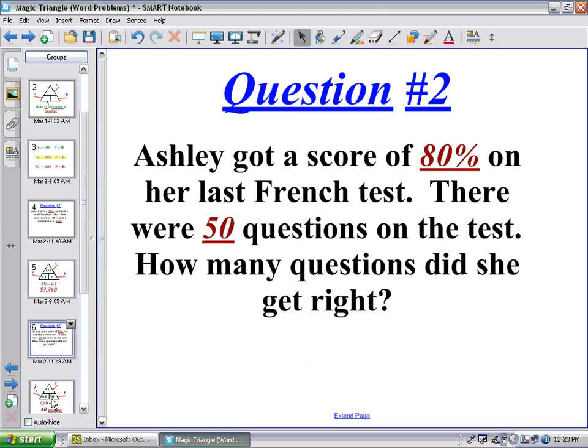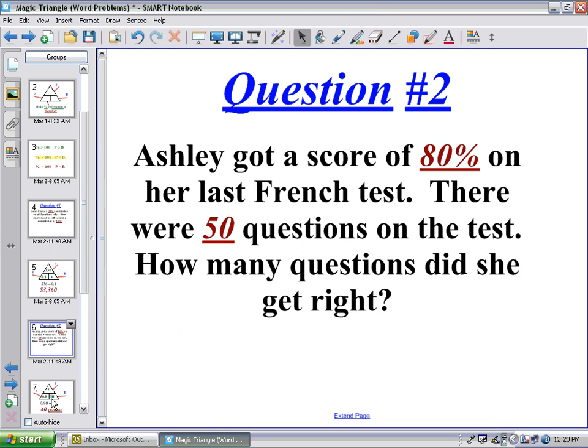My second question. Ashley got a score of 80% on her last French test. There were 50 questions on the test. How many questions did she get right? Okay, first thing I do, 80%, make it a decimal, stick it in my triangle for R. So that's going to be 0.8.